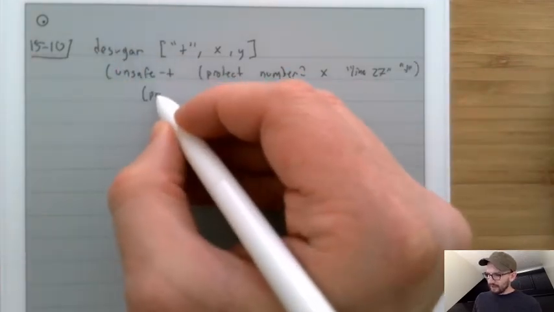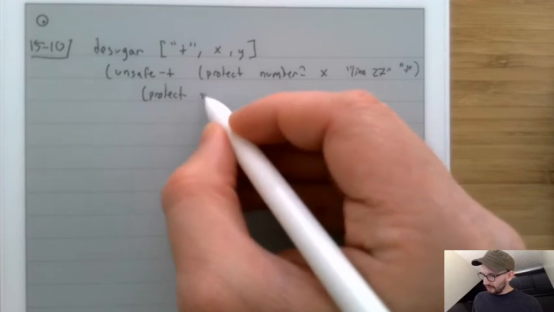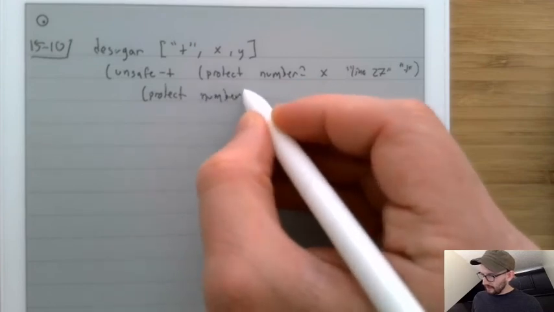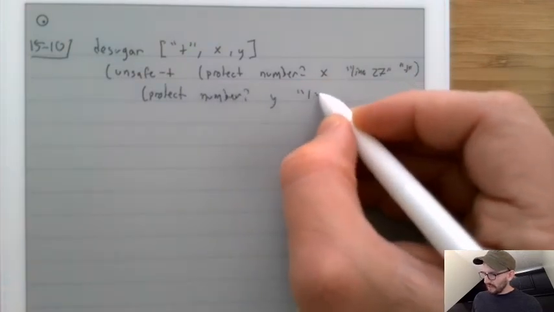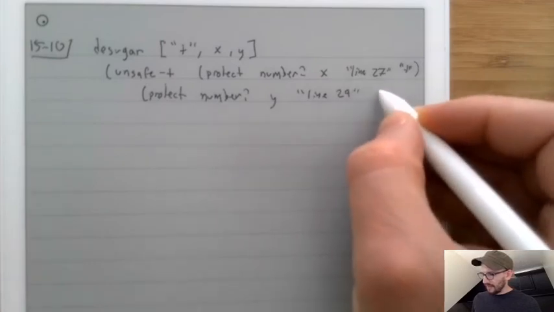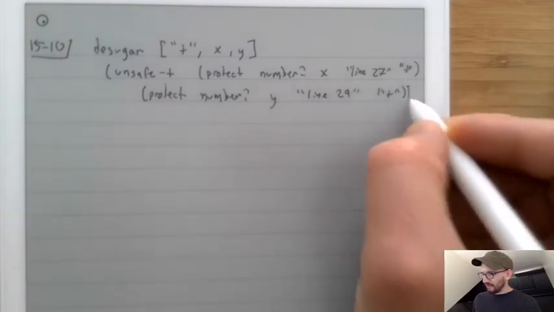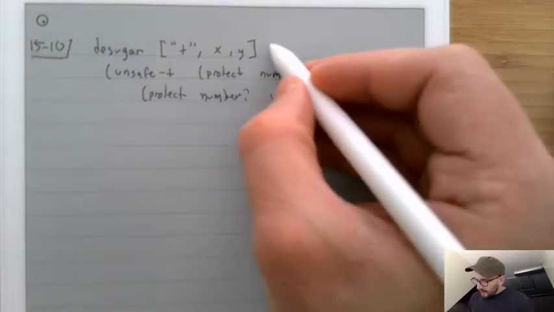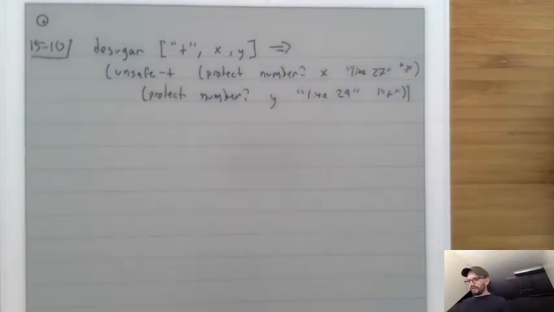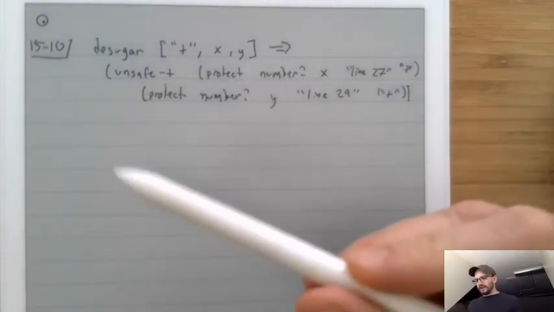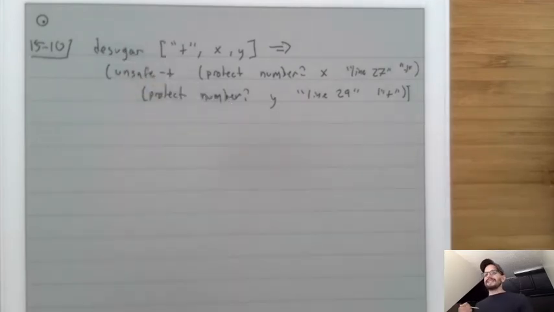And there would be another call to protect. That would be number y, and maybe this was on line 29, and that would be to plus also. So if we implement the protect function, and our desugarer knows about it, then this is another strategy for providing safety. It is equivalent to the standard library strategy, but it makes it so we have a more rigorous way of talking about errors.